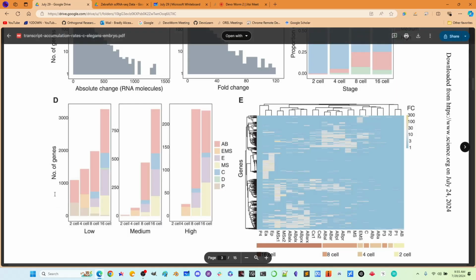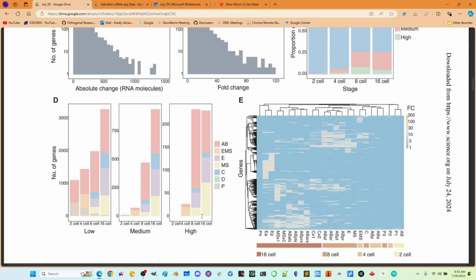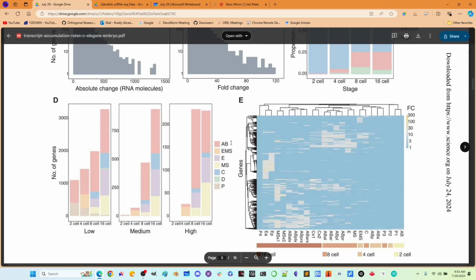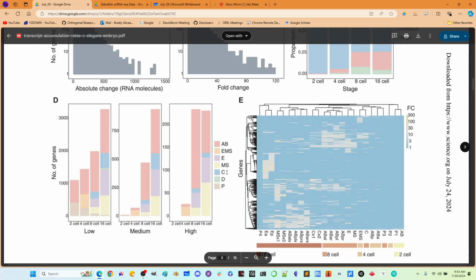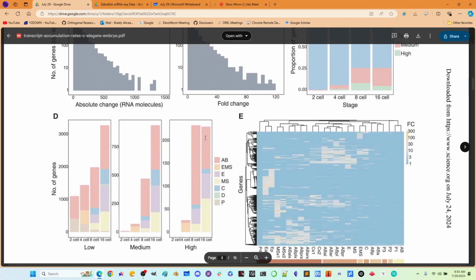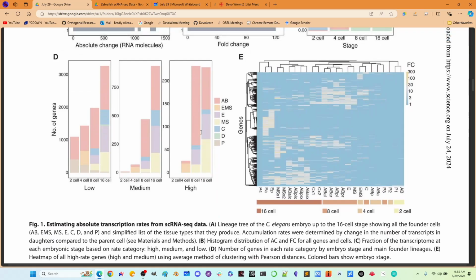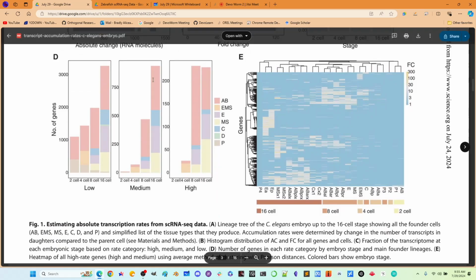We have this other graph here, which is the number of genes, low, medium, and high. So this is breaking this out into the sublineages. These are the A, B, E, M, S, C, D, and P. These are the 8 founder cells. And this is where you're getting the differences across the different sublineages.